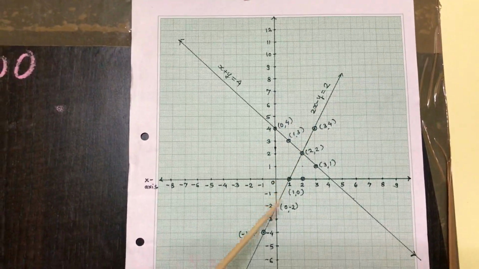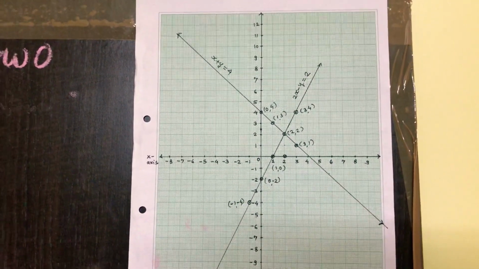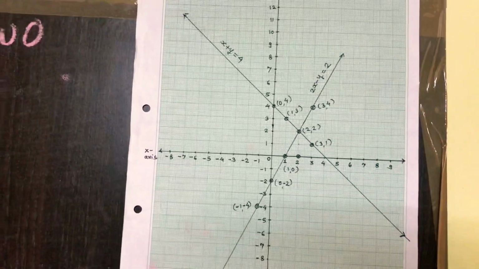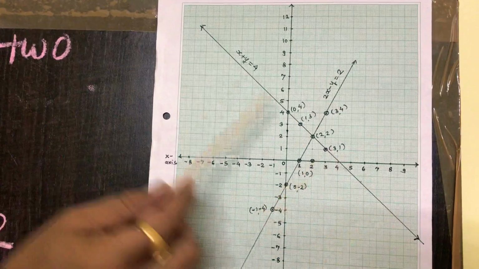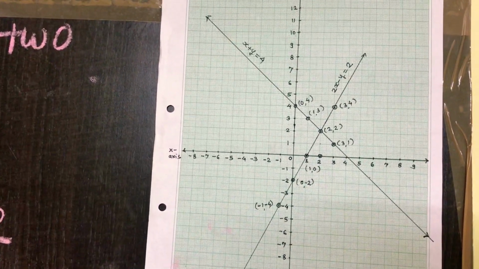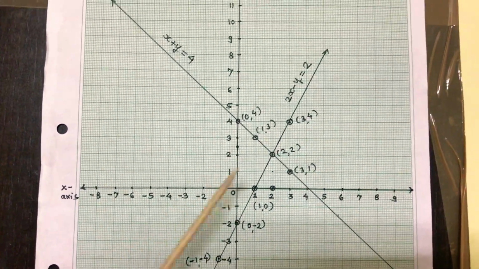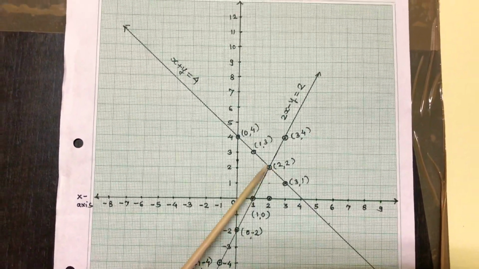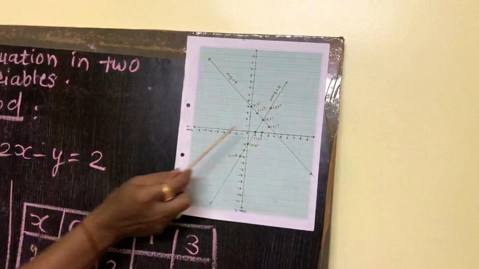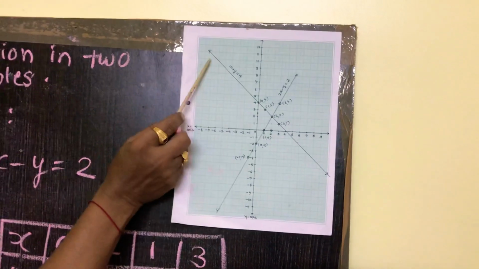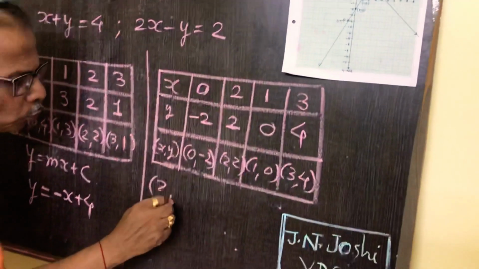These 4 points are plotted here and a line is drawn which is passing through all these 4 points. This is the graph of 2x minus y is equal to 2 and the first line is the graph of x plus y is equal to 4. These two graph lines are intersecting at the point (2, 2) here. This is the common solution of both graph lines. That means this point lies on both lines.